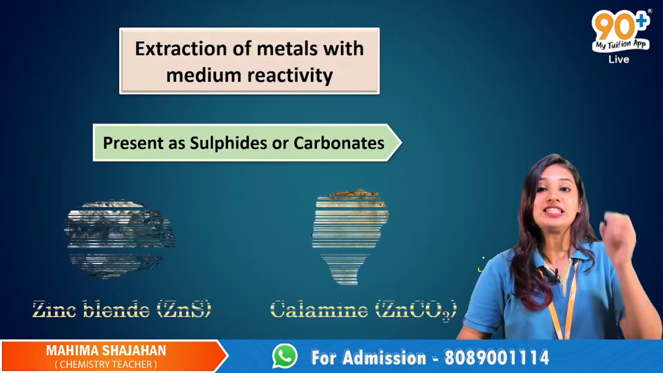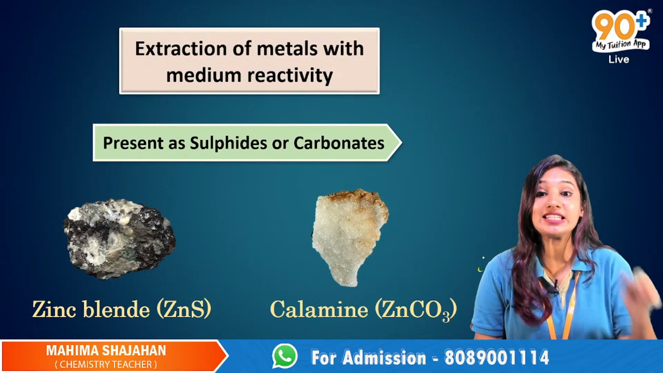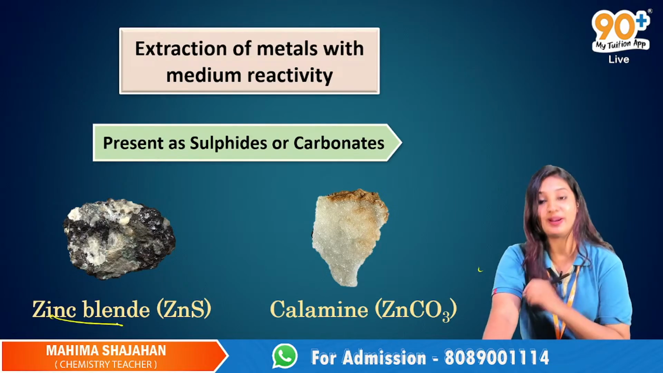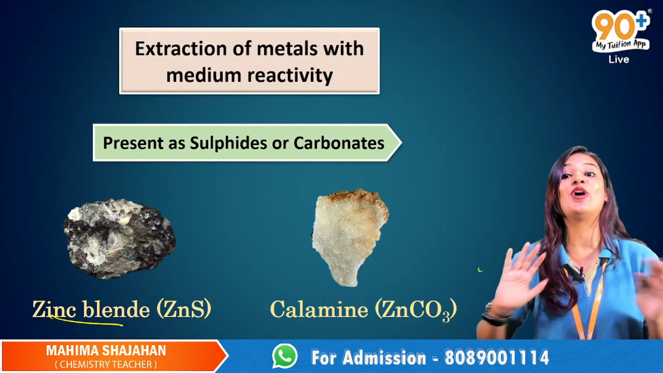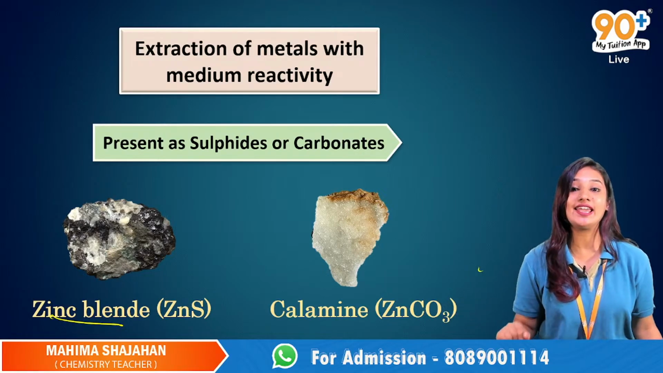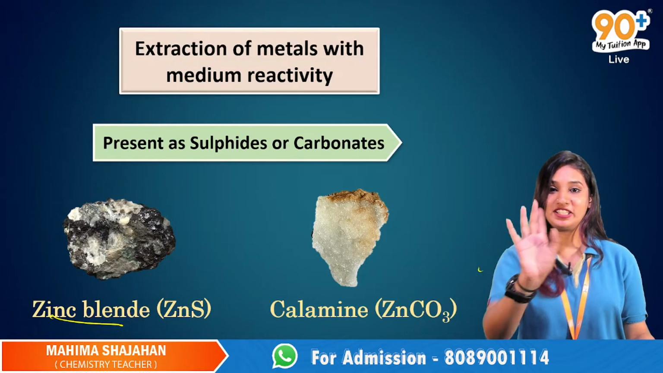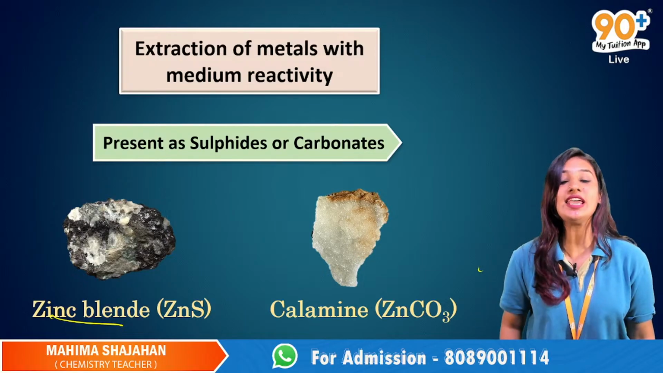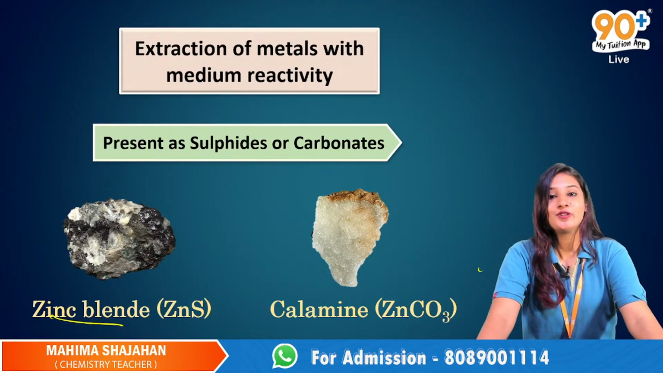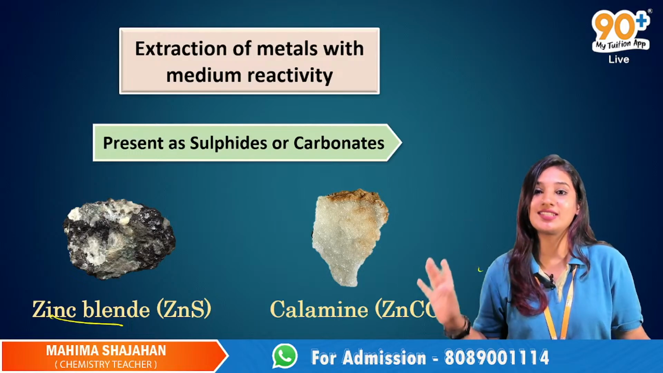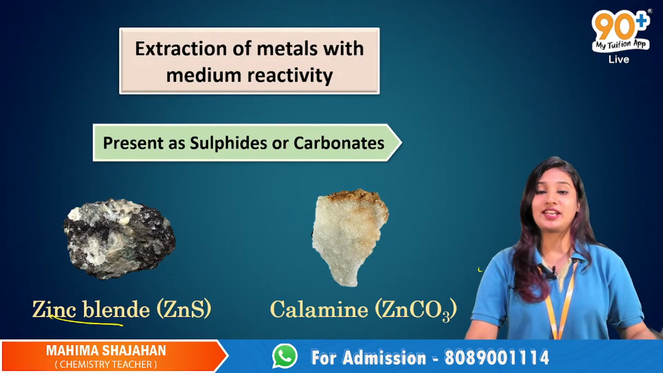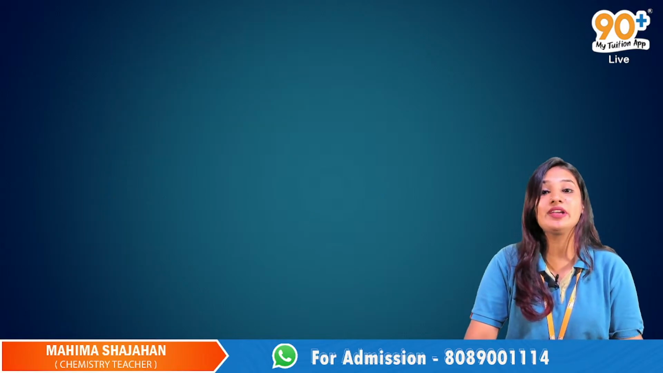The sulfide ore of zinc is known as zinc blend and the carbonate ore of zinc is calamine, which has the formula ZnCO3. Now what is the first duty? Our first duty is to convert these into their respective oxides. Now we have already discussed this process in our previous class. How will we convert it?